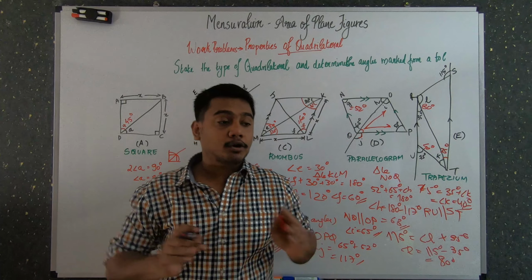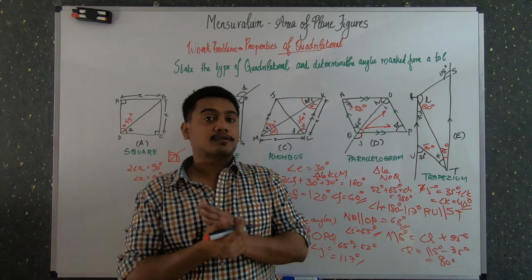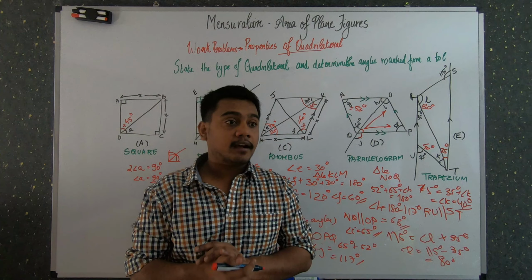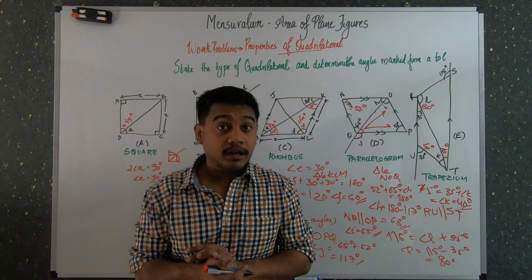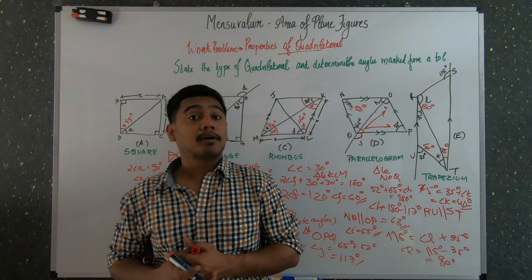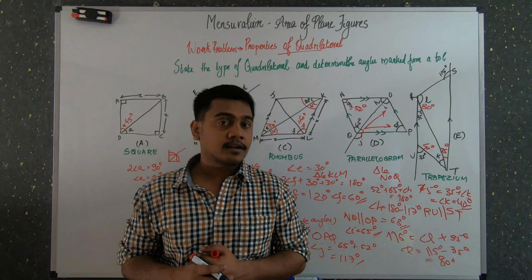You just have to remember only two properties used here. Which are they? Alternate angles of parallel lines are equal, and the external angle is the sum of the interior opposite angles. Other than that, you just have to remember all the properties of these kinds of quadrilaterals, then you can easily find the answers. Okay, I hope it's clear.